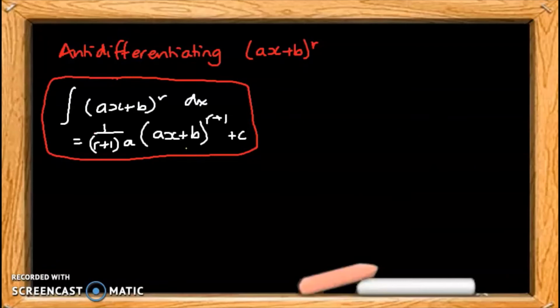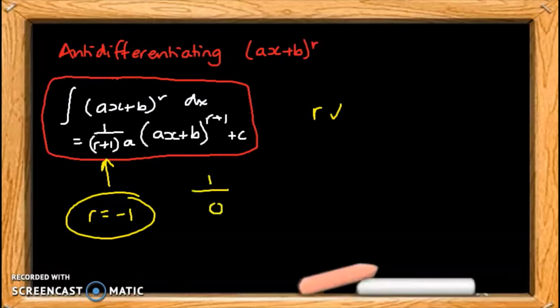Now this is all well and good for all powers of r, unless r equals -1. Because if r equals -1 here, we end up with a term where we have 1 over 0, and we all know how much sadness and catastrophe that causes. So let's now have a look at the case where r equals -1.